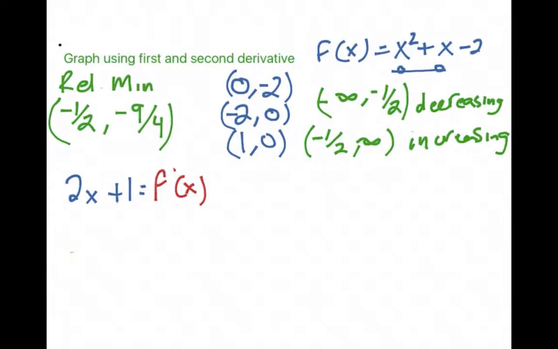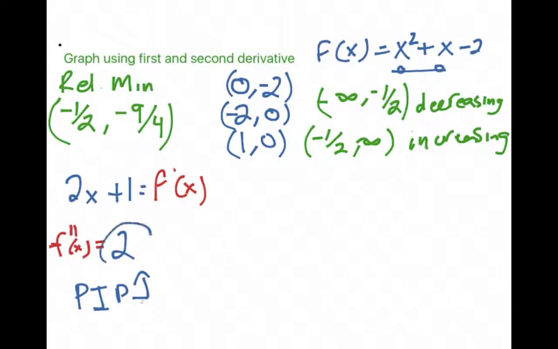Now that we have found a relative minimum, let's use the second derivative in order to see what we can do from there. The second derivative of this function is f double prime of x equals 2, basic power rule. Now, our possible inflection point is not 2, because 2 is not a value that x is equal to. So what does this 2 mean exactly?